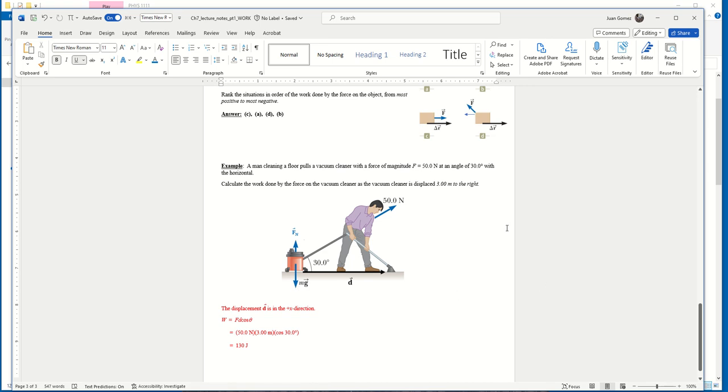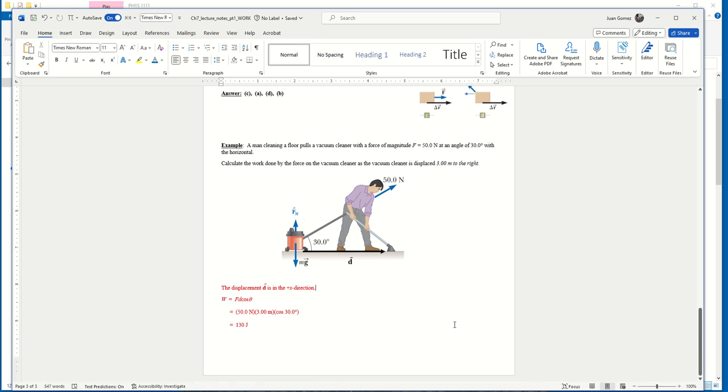Well, we don't need to reinvent the wheel. Fn and mg do no work. And the work is F D cosine theta. Very simple. Units are all good. The force is 50 newtons. D is 3 meters, because you're being told that it's displaced 3 meters to the right. The magnitude of the force is 50 newtons. The angle theta is 30 degrees.